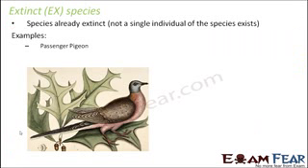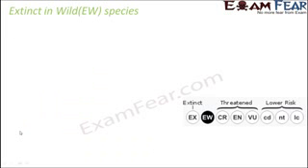Now let's move on to the next category of species. So till now we were talking about the threatened species. Now let's talk about the extinct species. So these species are already extinct. That is, not a single individual of the species exists anymore. So all of them are gone. For example, passenger pigeon.